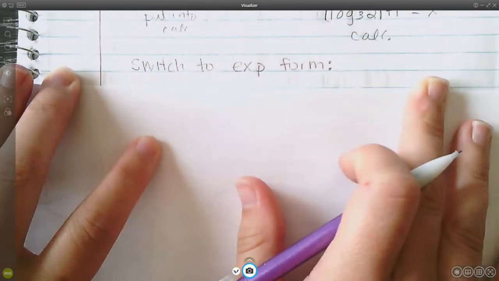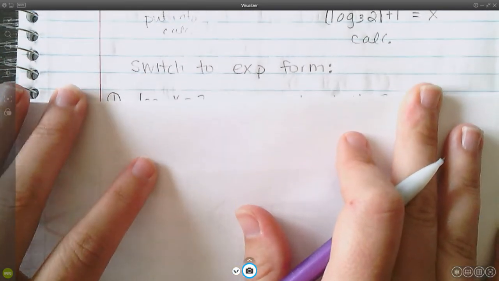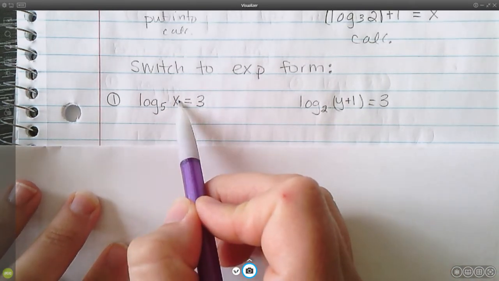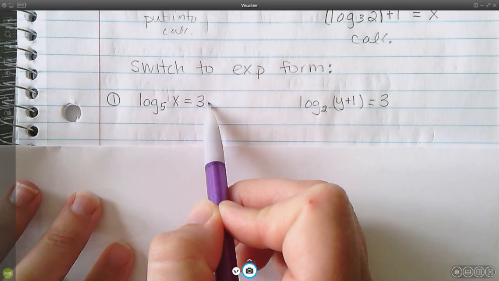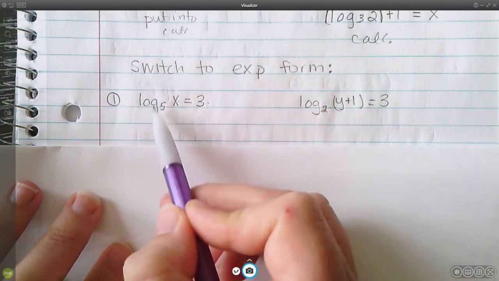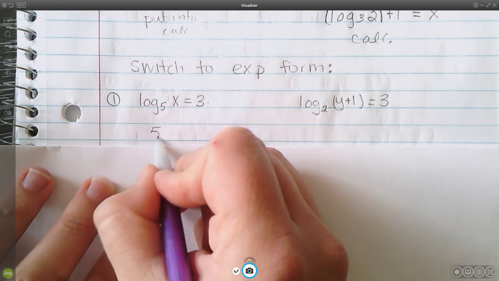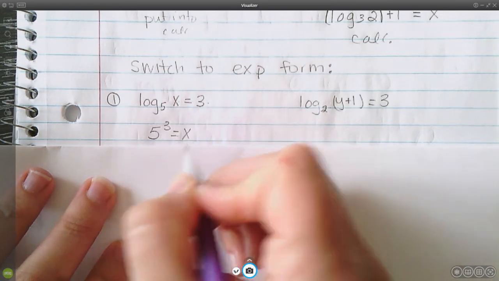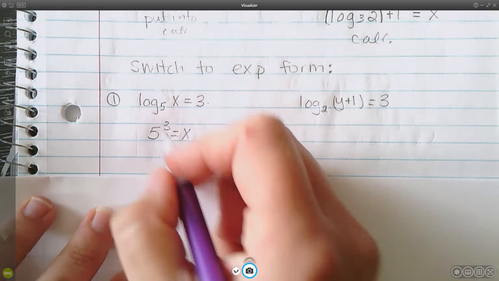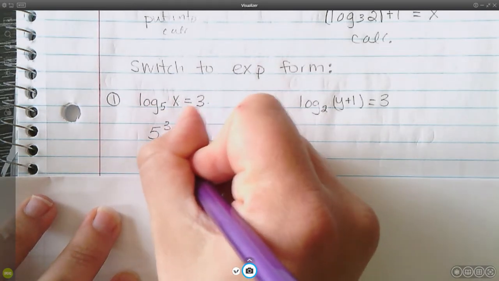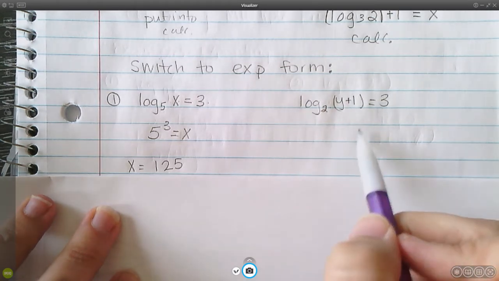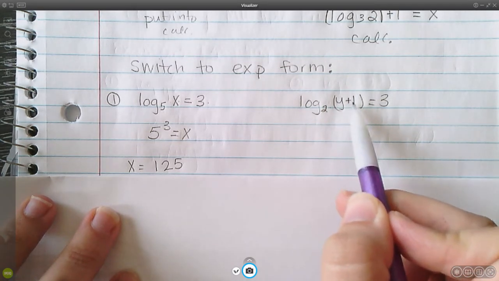The next way to solve is to switch to exponential form. We have log base 5 of x equals 3. We need to switch this to the other form, so we'll have 5 to the power of 3 equals x. That's going to be 125. So x equals 125.